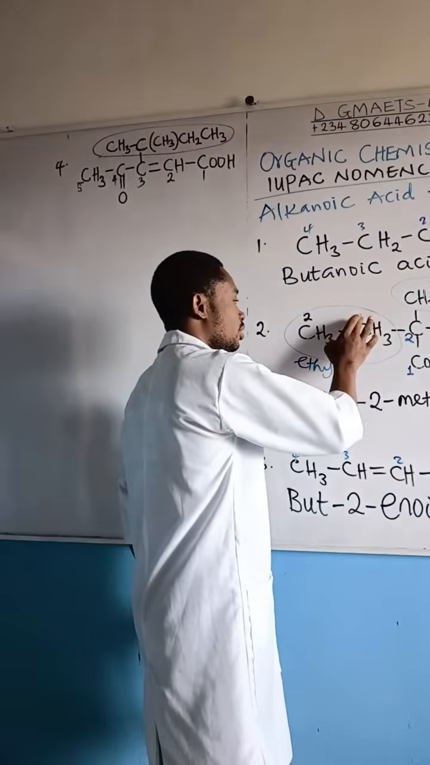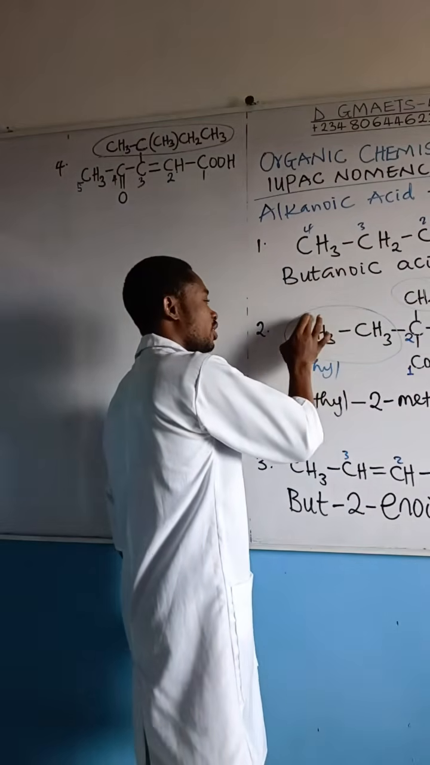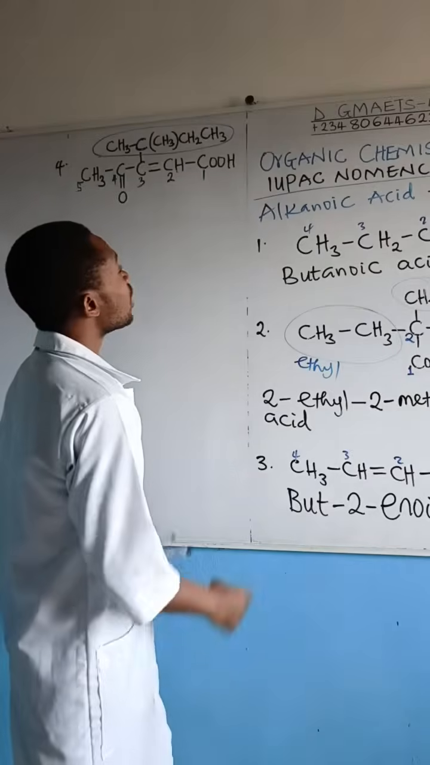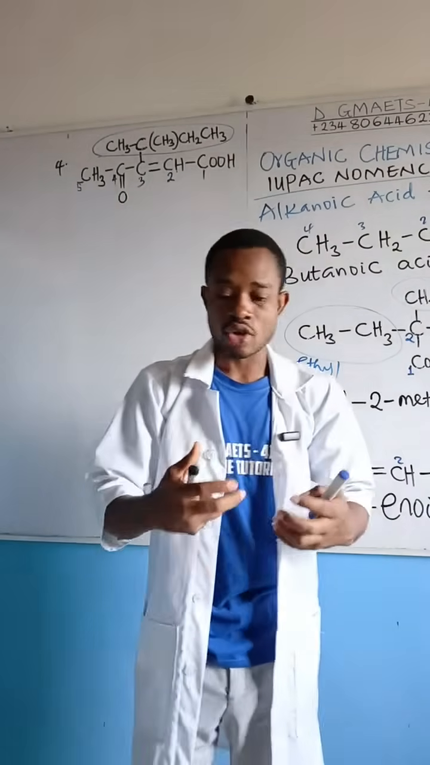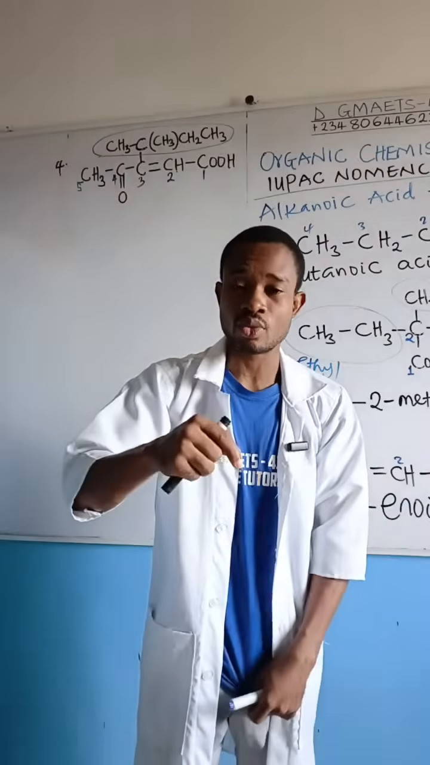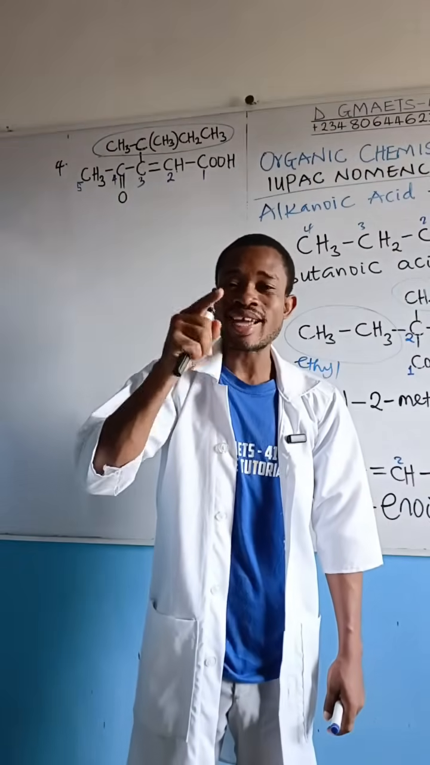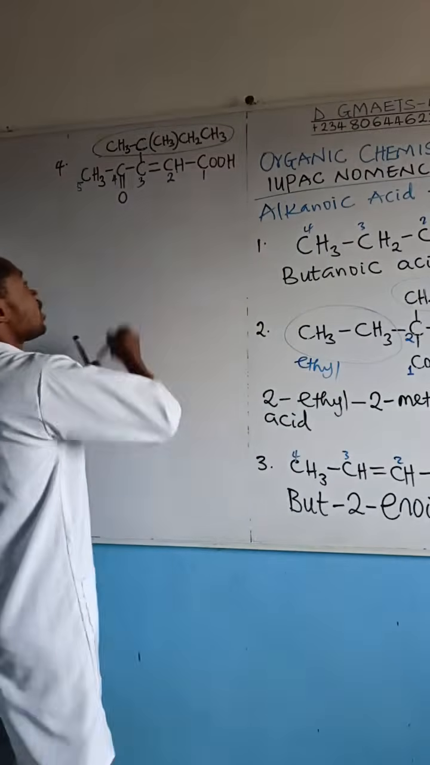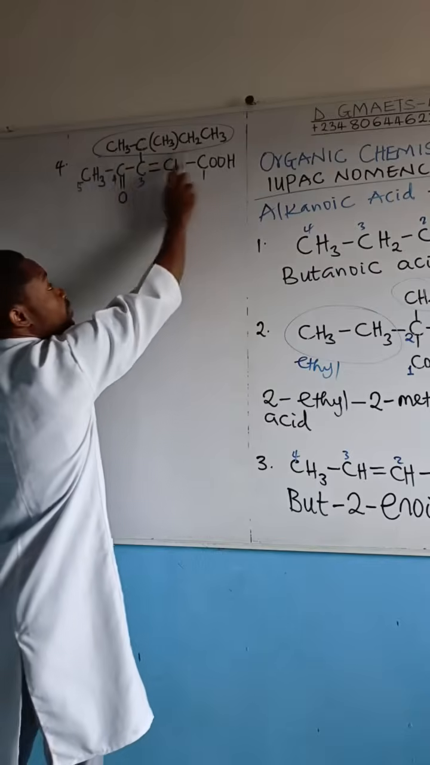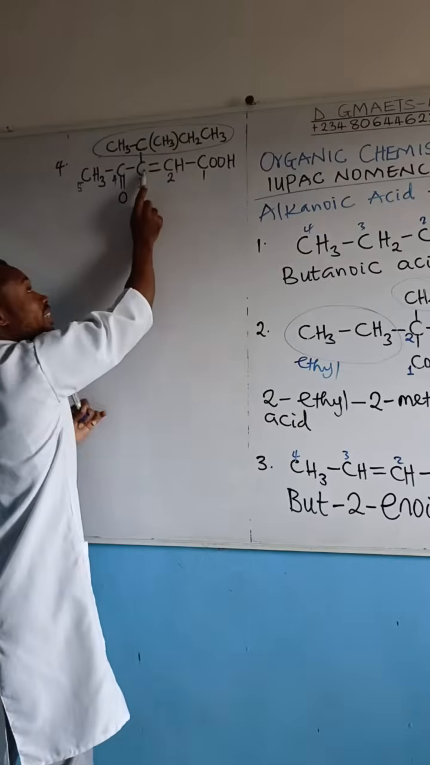Anyway, let me remove this since I did not include it the first time. So what I'm trying to say in essence is, if you want to identify the number of carbon atoms in your substituent, you have to count. And the counting will start with the carbon attached to the carbon of the parent. For example, in this case, this carbon in the substituent is the carbon directly attached to the parent.